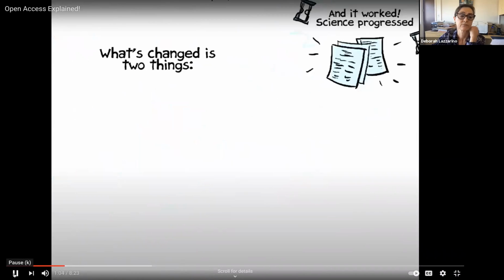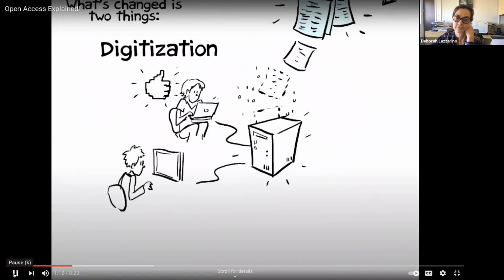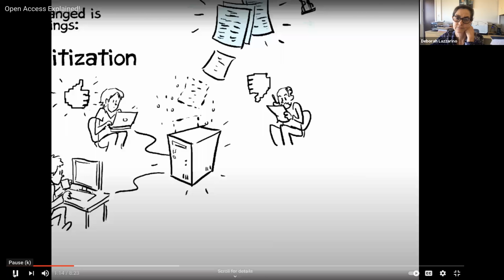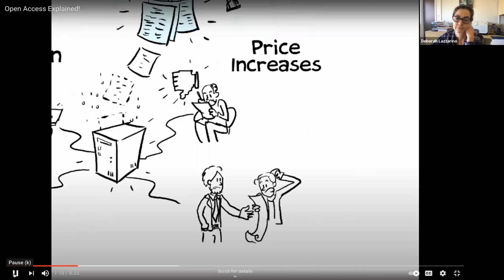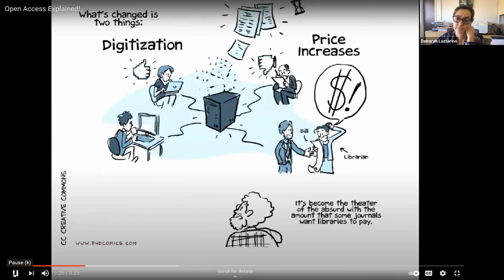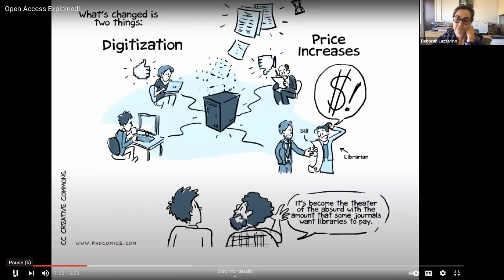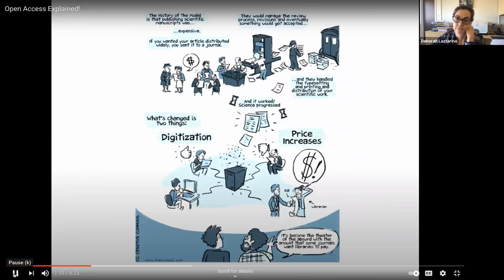And what's changed is really two things in essence. First is digitization. You can now do everything electronically instead of printing it. And the second is that the journals started ratcheting up the price of subscriptions to many of their journals. And so those two things came to a head where it's become almost the theater of the absurd with the amount that some journals want libraries to pay to subscribe to the journal.